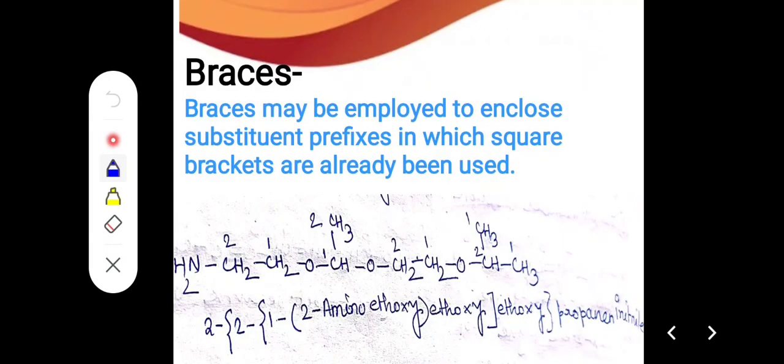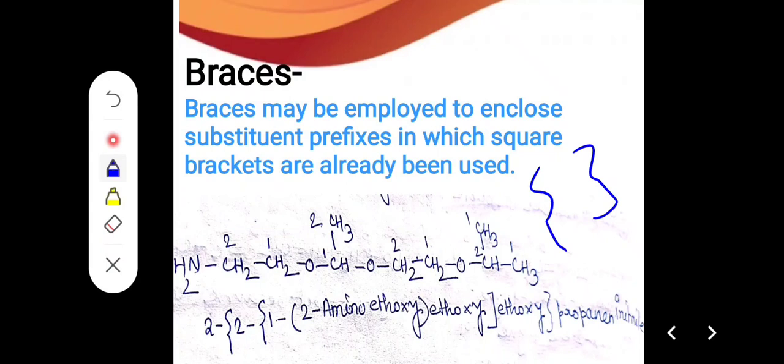Then braces. Braces means this second bracket. Braces may be employed to enclose substituent prefixes in which square brackets have already been used. If square brackets are already used and small brackets are also used, in that case for specification we have to use the third category, that is braces.